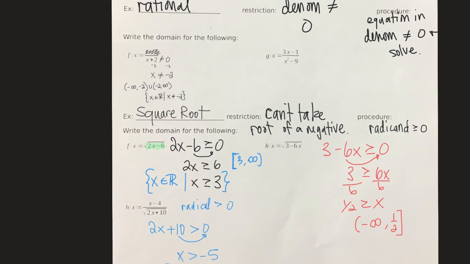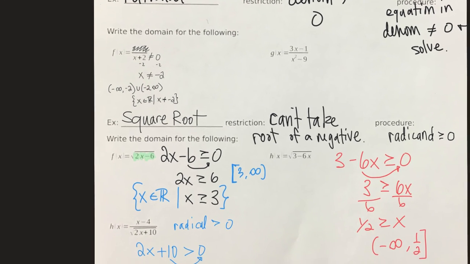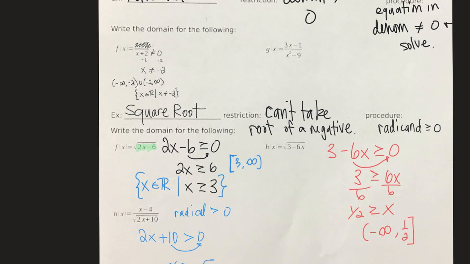Not all functions have restrictions, just like most people don't have allergies to food. But some of them do. And when they do, you have to figure out what numbers, or what allergies, you cannot plug into your function. Ones that make the denominator 0 for rationals, and ones that make the radical negative for square root functions.